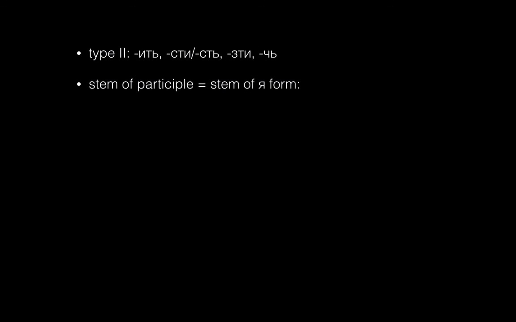Summing up, this second type of past passive participles includes most verbs in -ить and also verbs that end in -сти, -сть, or -зти spelled with a з, as well as a few verbs in -чь. For this group, the stem of the past passive will be the same as the я form. For example, куплю, купленный, переведу, переведенный.